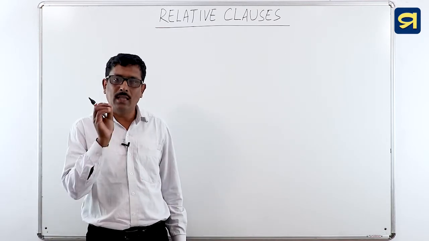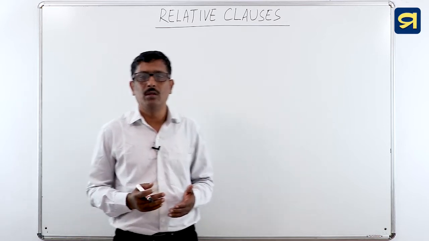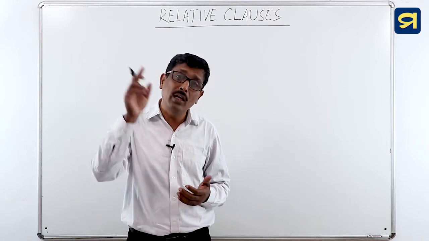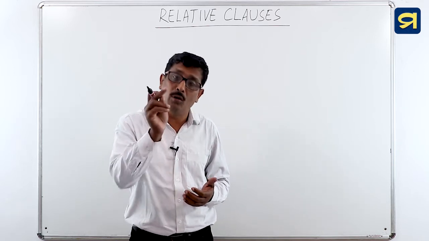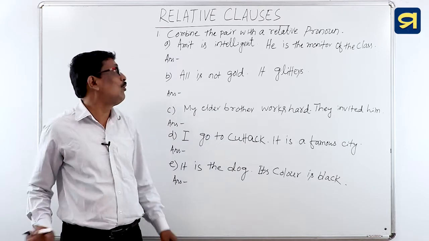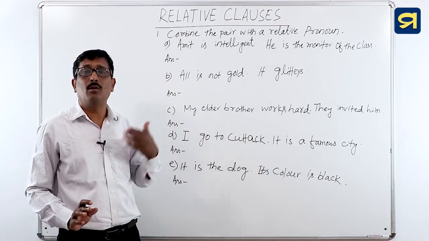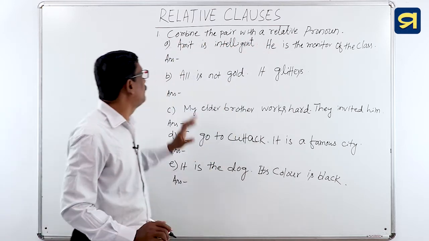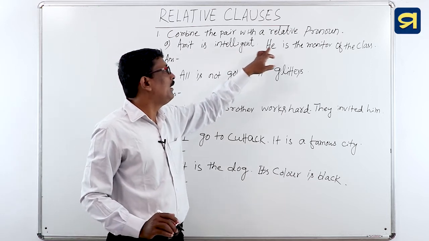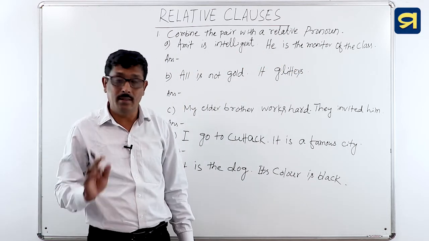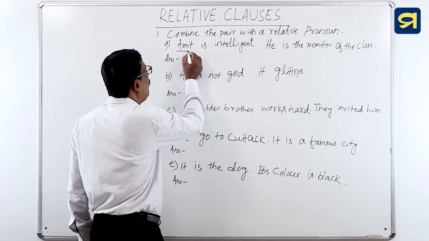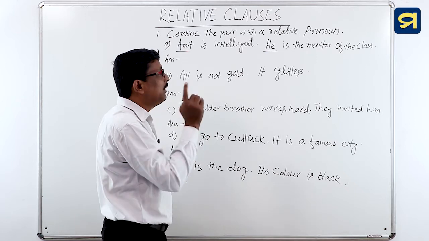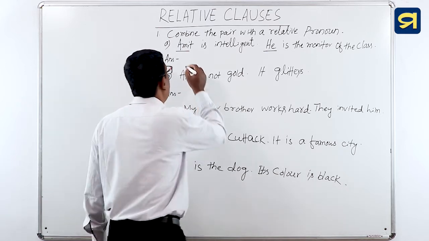The relative pronouns that and which are both used in defining relative clauses, but which is only used in non-defining relative clauses for non-person. Now, we are going to discuss some questions. Combine the pair with the relative pronoun. Amit is intelligent, he is the monitor of the class. Yes, here Amit represents he and he is the subject. So, here the subject pronoun who is used.